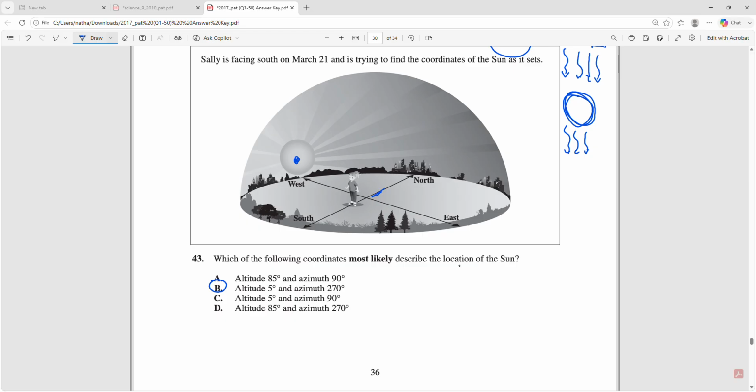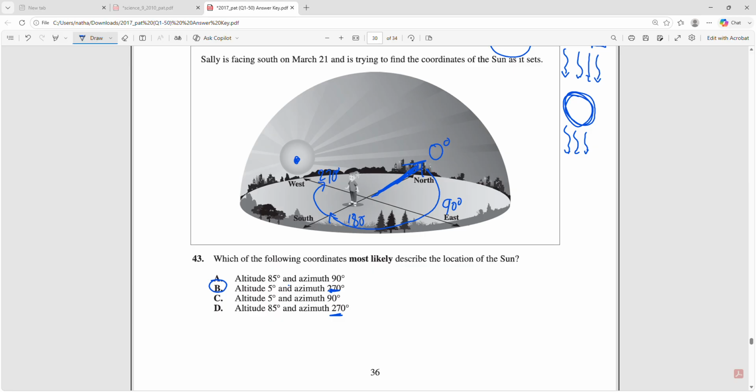So azimuth is the degrees measured from north, starting at 0 degrees and in a clockwise direction. Okay, so when we get to east, that's 90 degrees. When we get to south, that's another 90 degrees, which is 180. When we get over to the west, that's another 90 degrees, which is 270 degrees. And anything in between. So if it's directly to the west, her azimuth is going to be 270 degrees. There were two options that had an azimuth of 270 degrees.